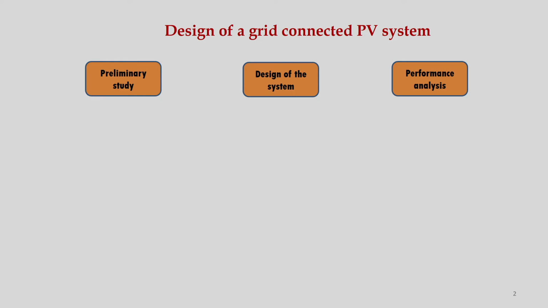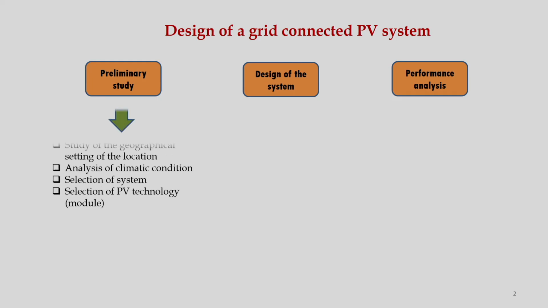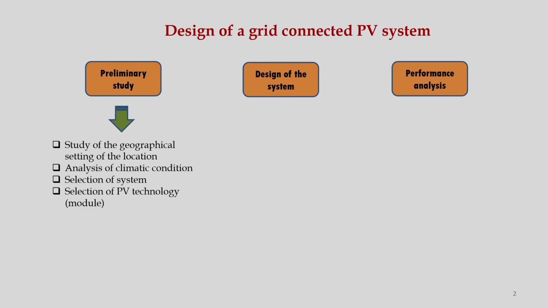Okay? So, in preliminary study, what work components are included? Study of the geographical setting of the location. We must know the geographical condition of the particular location where we are going to install the solar PV system, and then analysis of climatic condition. We must analyze the climatic condition, the different radiation levels, sunshine hours, and all those radiation parameters, and then selection of the system. What kind of system is appropriate, maybe standalone, maybe grid connected, and what capacity. Then selection of PV technology, the kind of modules and others.